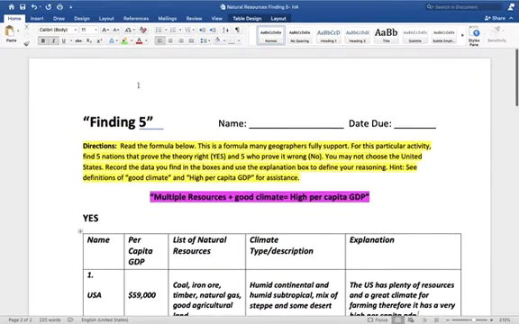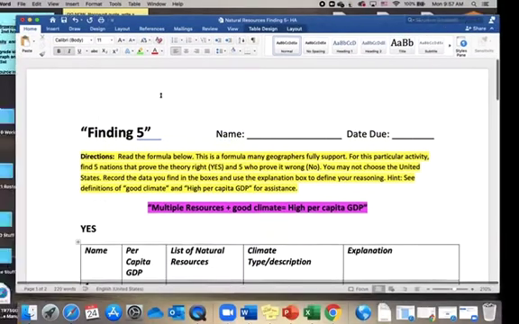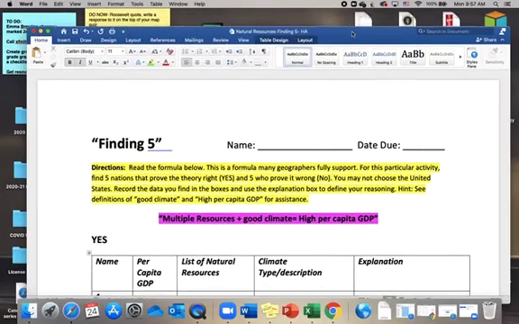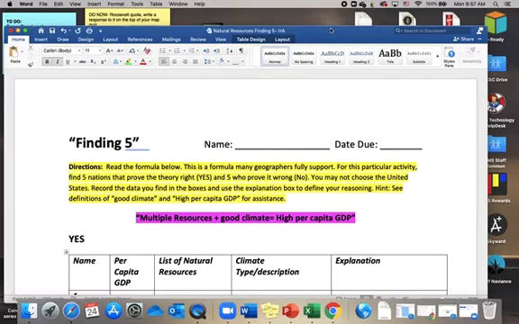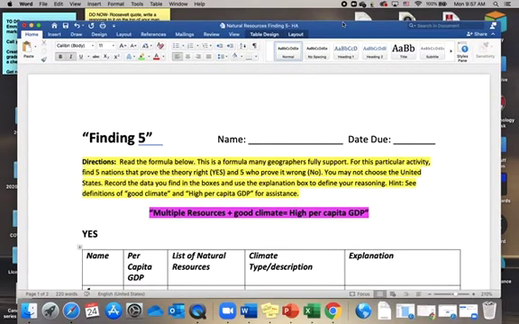As always, message me with questions. But Finding 5 is your online assignment for this week. And if you do have questions while you're working on it, feel free to contact me.